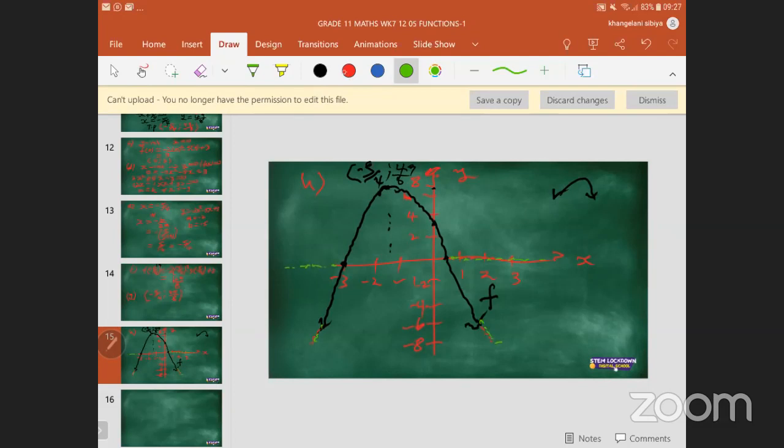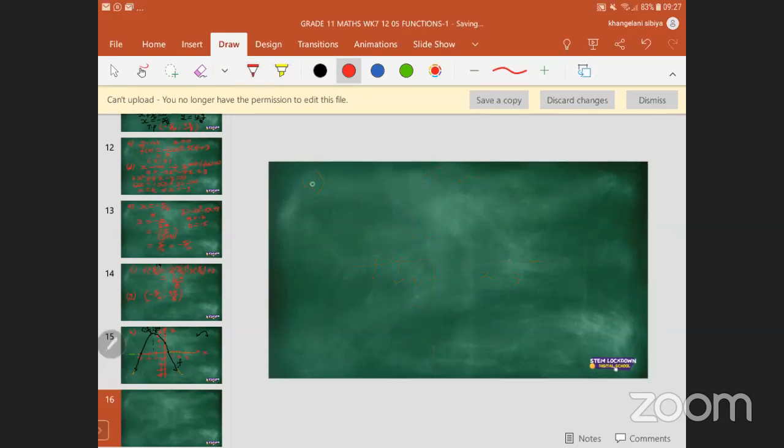So this means your domain here is X as an element of negative infinity to positive infinity. Alternatively, you can simply say X is an element of real numbers. Okay, then what about now the range?